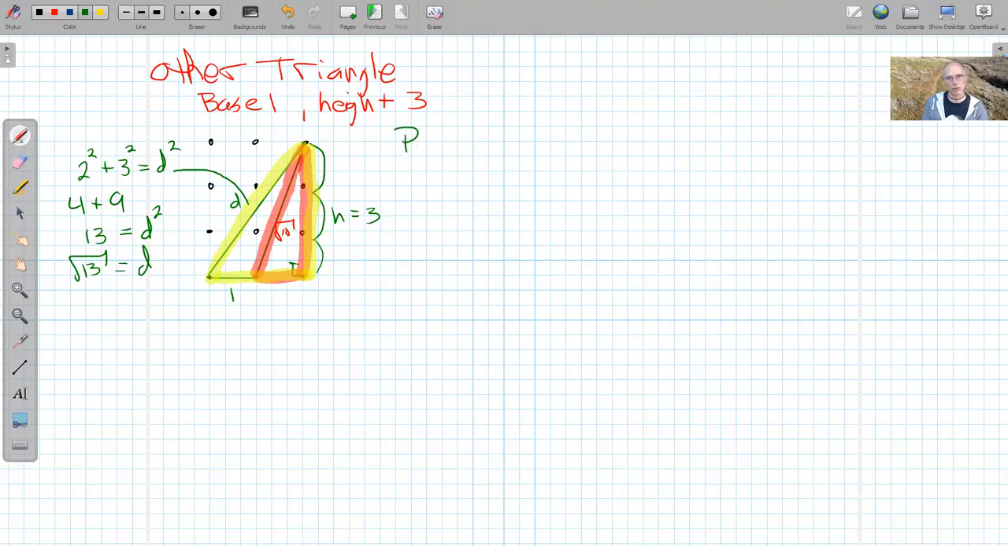So the perimeter of this one is 1 plus the square root of 10, that right side diagonal, plus the square root of 13 on the left. And the square root of 10 is really not like the square root of 13, even though they're irrational. I can't really do anything about that addition. So this right there is the perimeter.